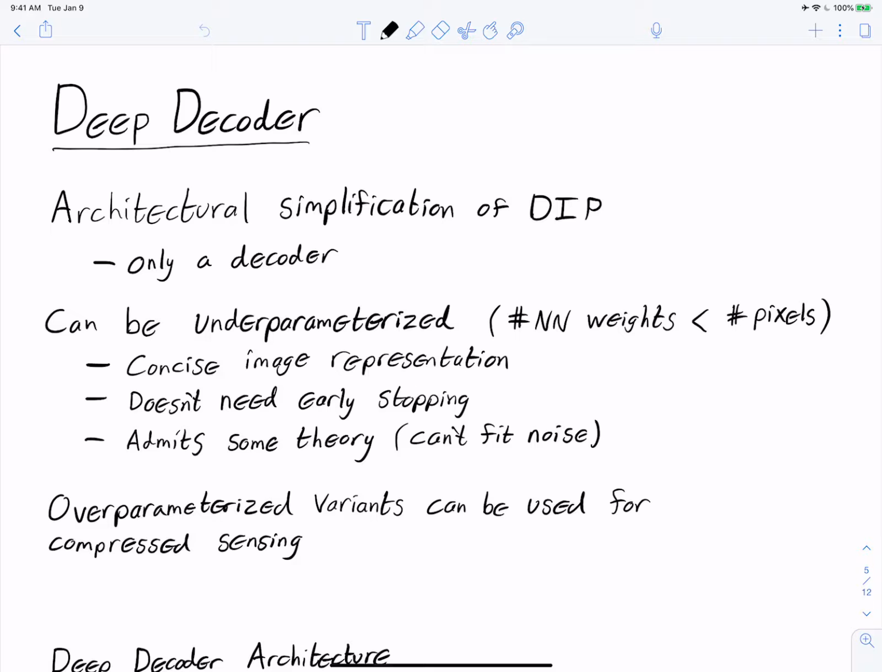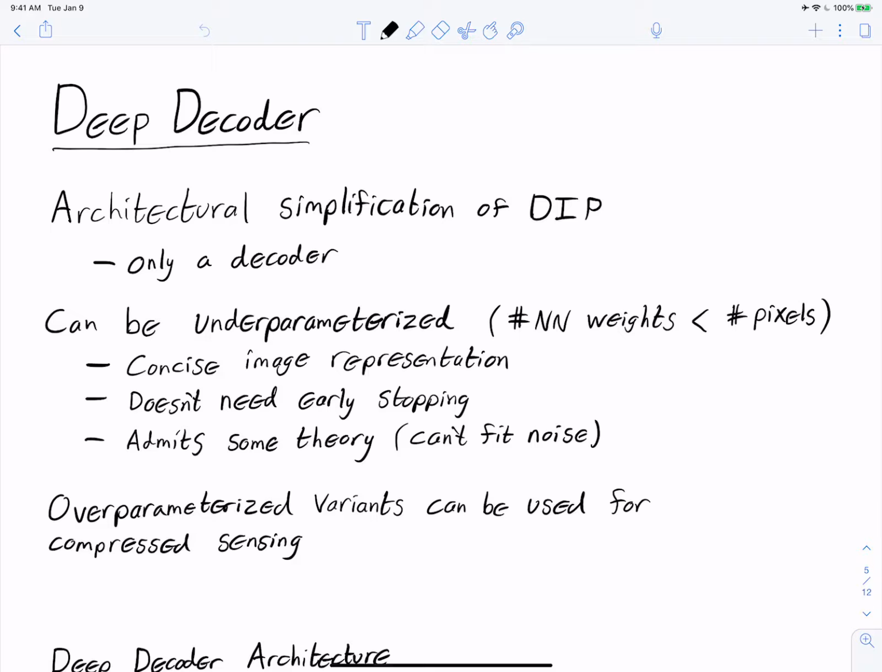So this is not usually the regime in which neural networks operate. Typically, almost all neural networks that are useful in practice are highly overparameterized. But with a deep decoder, you can actually be underparameterized. Now, what this enables is concise image representation, leading to the possibility for image compression. It also enables a method that doesn't need early stopping.